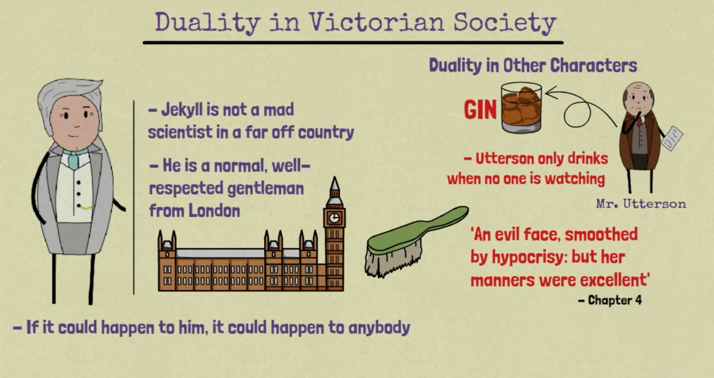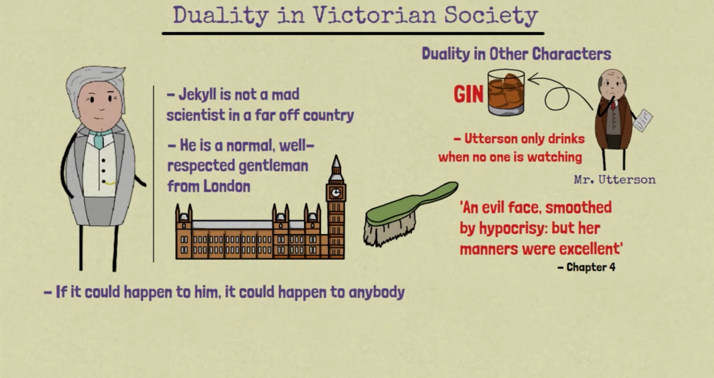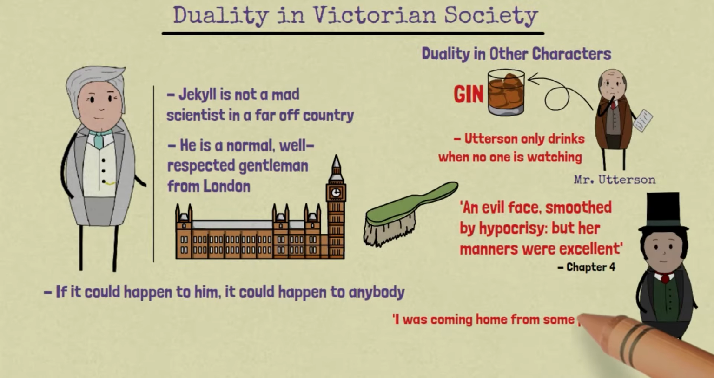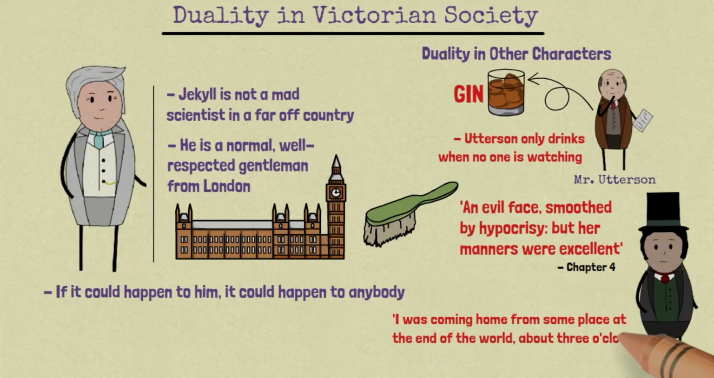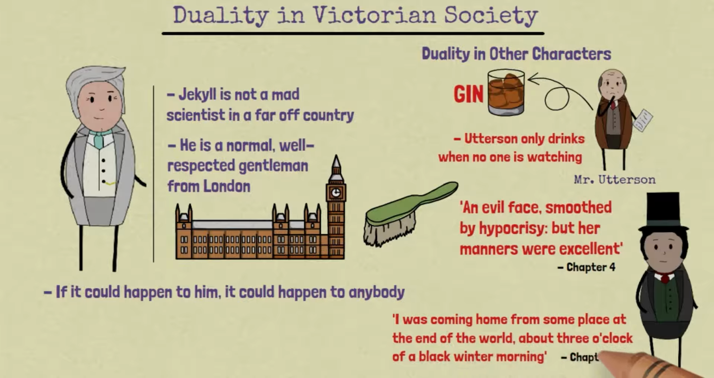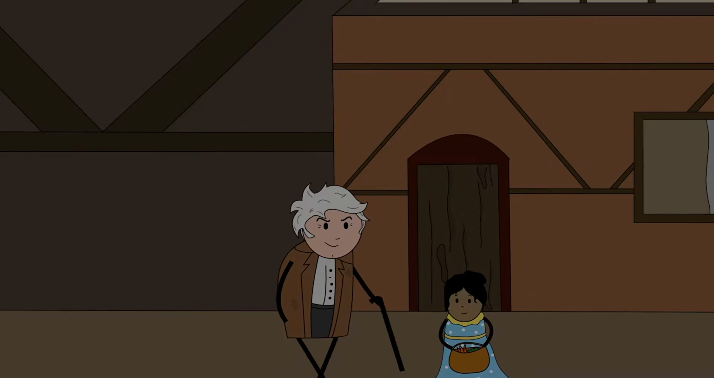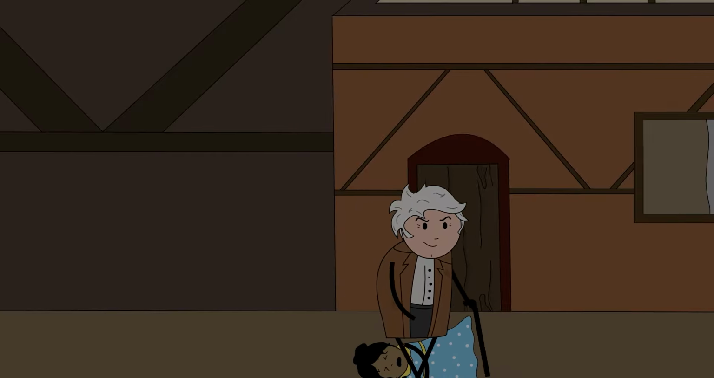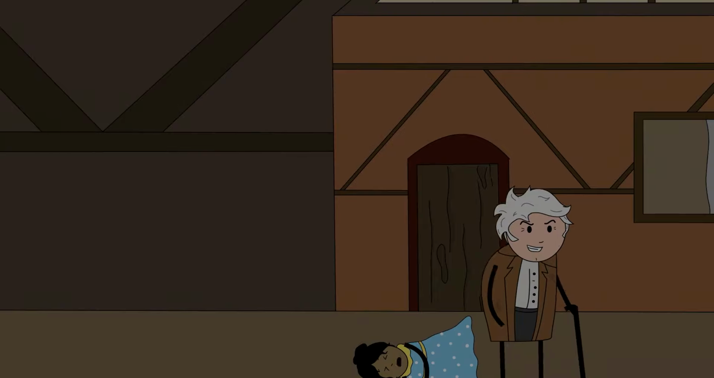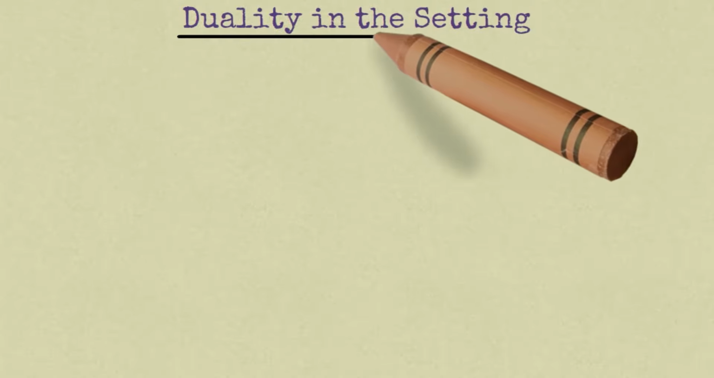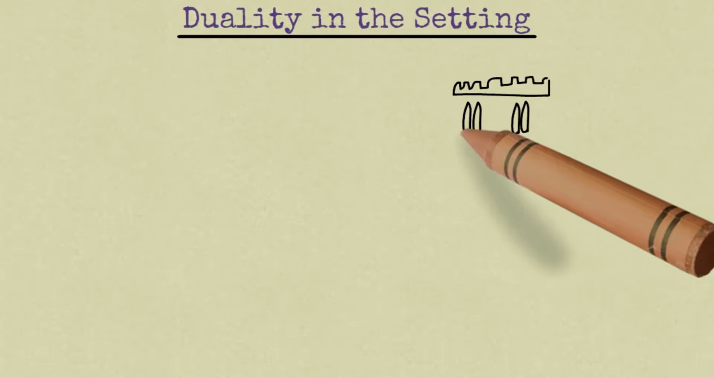Mr. Enfield, too, might have secrets to hide, as it is rather questionable as to what he was doing going home about 3 o'clock of a black winter morning, in time to see Hyde trample over the little girl. In fact, everyone apart from Hyde seems to be putting on a show of respectability, and through these characters Stevenson is holding up a mirror to expose the hypocrisy of society and the reader's own dark sides which are hidden from the world.